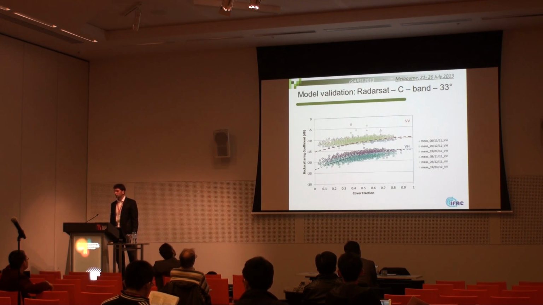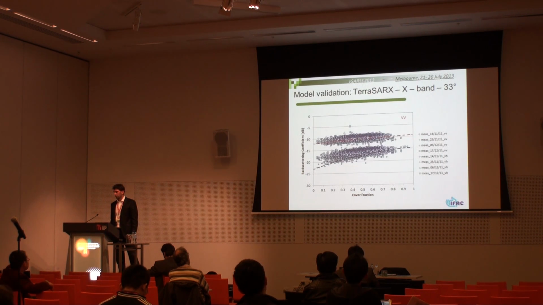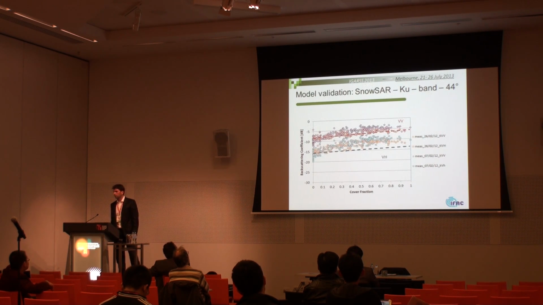This is the model validation, radars at C band with the data previously presented. You can see a good agreement with the data for some dates. And the same for X band, at the same incidence angle. We have a good agreement with the data. Here, Ku band, we have a good agreement, but for higher cover fraction the agreement is less because of the limit of the validity of this radiative transfer model.